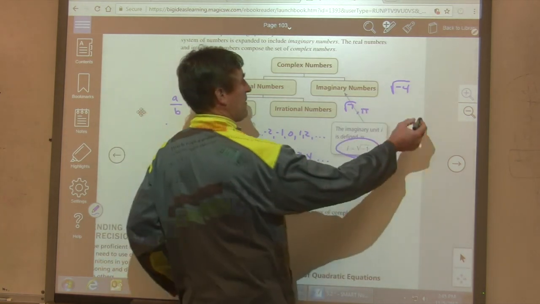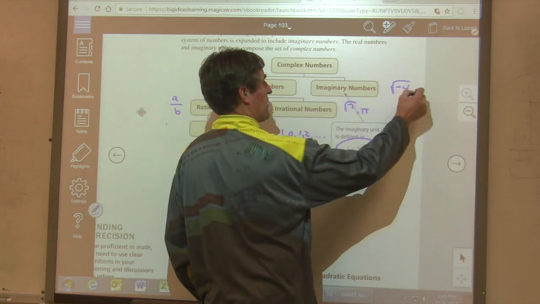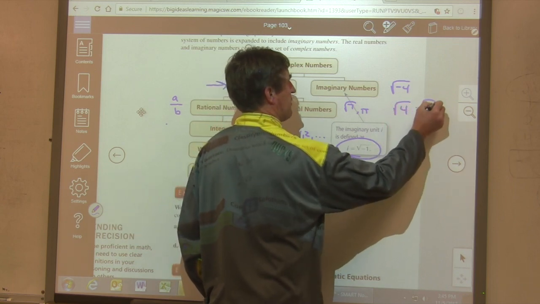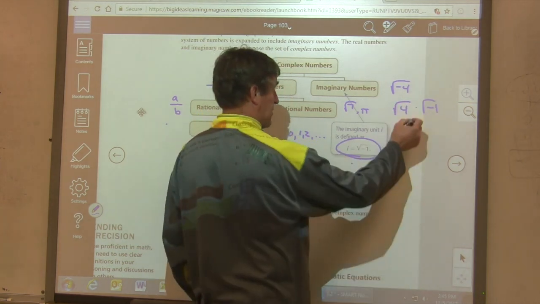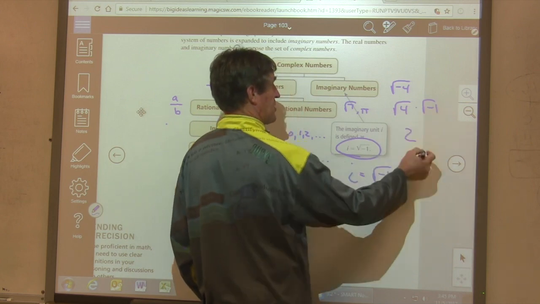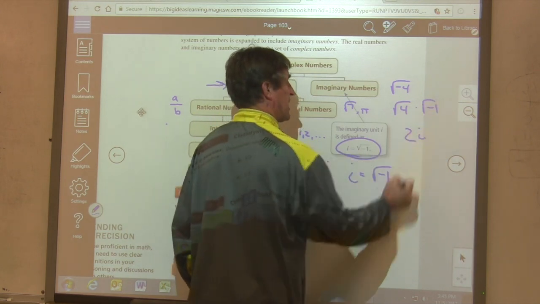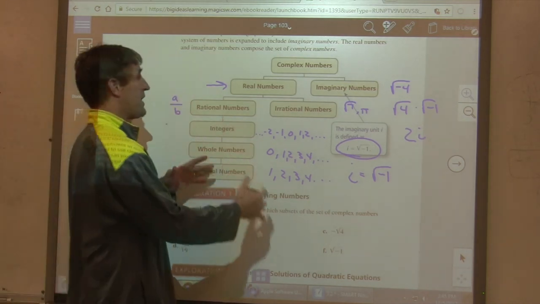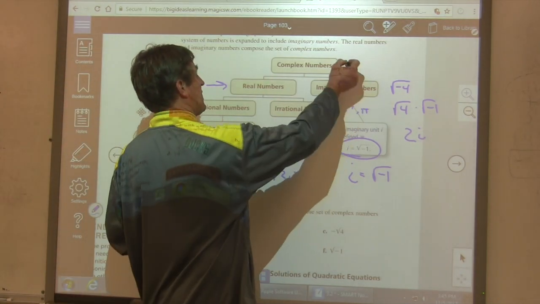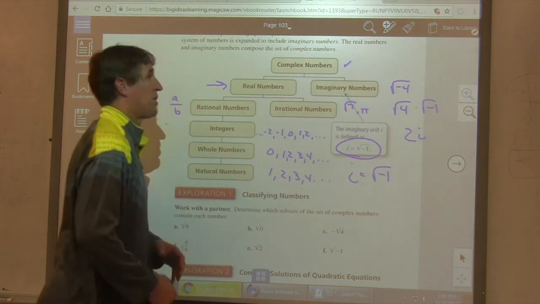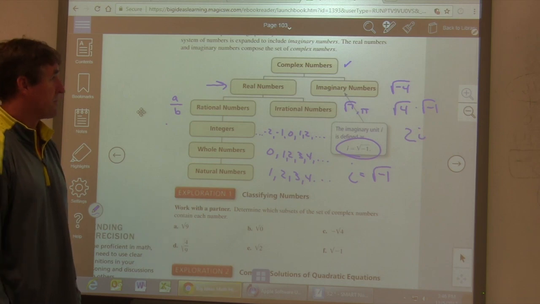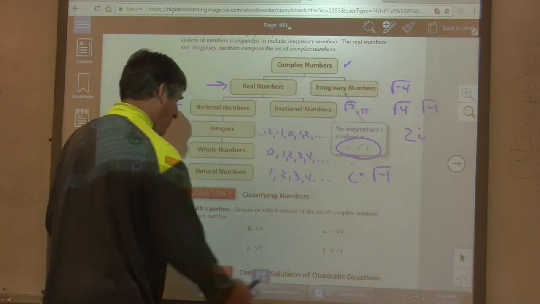And so now we can simplify this and say, well, the square root of negative 4 is the same as the square root of 4 times the square root of negative 1. And the square root of 4 is 2, and the square root of negative 1, we're going to say is i, and so that would be 2i. And all of this together combines our real numbers and imaginary numbers to give us our complex numbers, which are a combination of imaginary and real numbers.